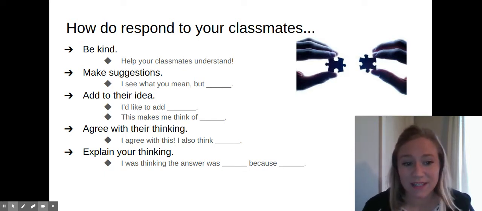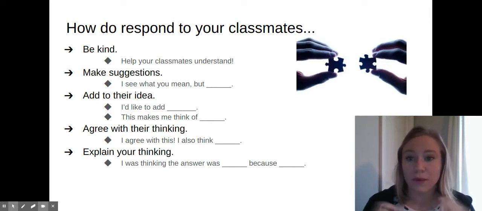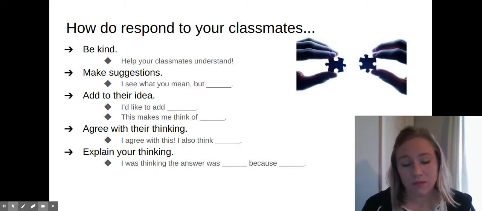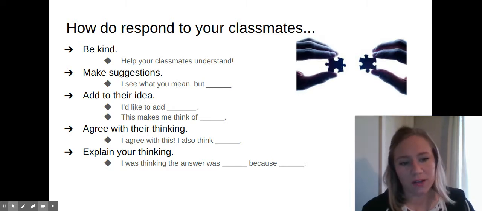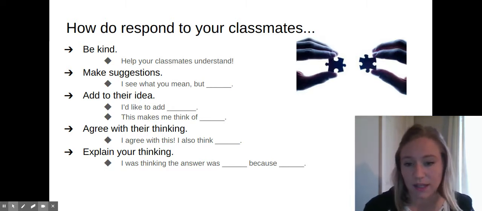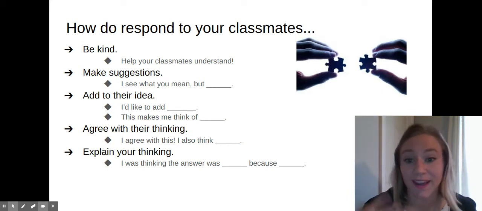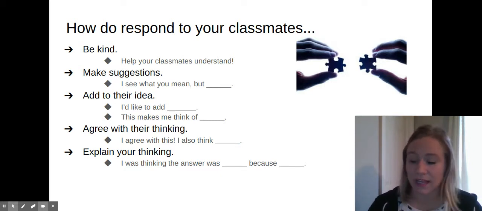You can add to their idea. I like how you said this, but I would like to add this, or I'd like to add that when the fan blade moves, that is mechanical energy, but it's also pushing the air away, which causes energy in motion or kinetic energy. You can agree with their thinking. I agree with this. I also think that when the fan blade moves, that's mechanical energy instead of kinetic because there's motion involved.